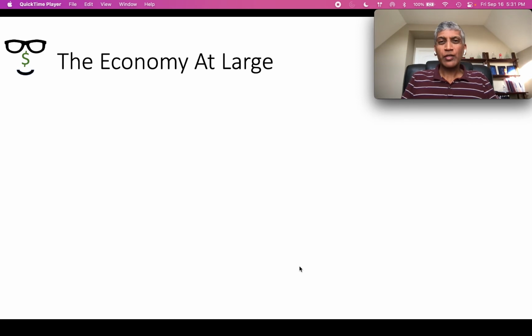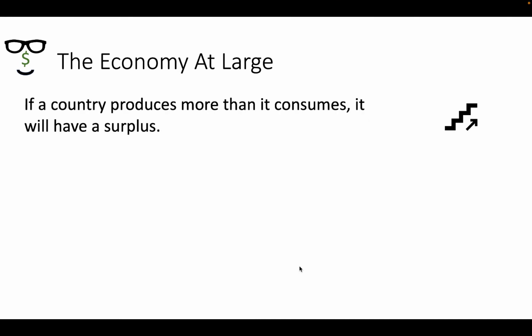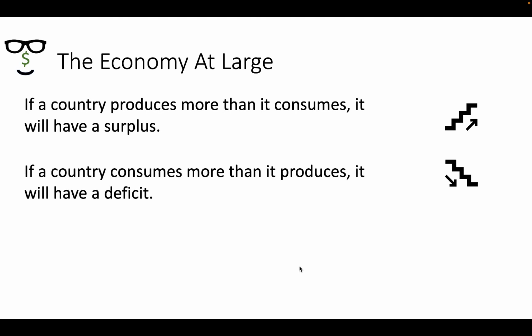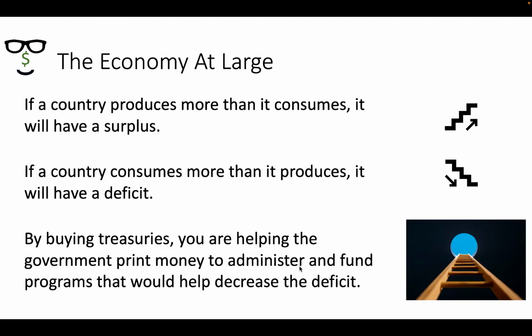I'm going to give a very simple macroeconomic perspective. A treasury bill, or a debt instrument at the end of the day, is issued by an economy to borrow. The question then is, when do we need to borrow? If a country produces more than it consumes, it will have a surplus and therefore it doesn't need to borrow. If a country consumes more than it produces, it will have a deficit. That country needs to borrow.